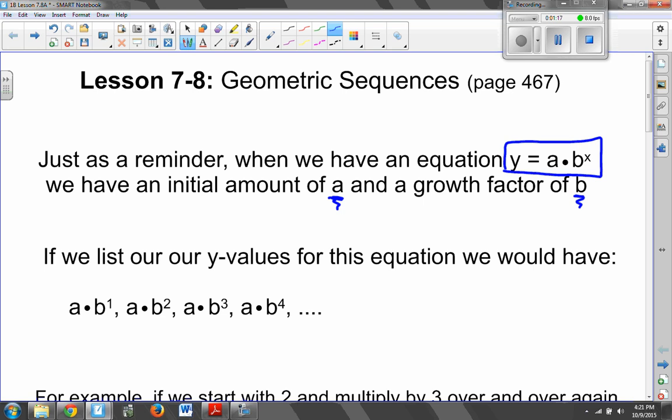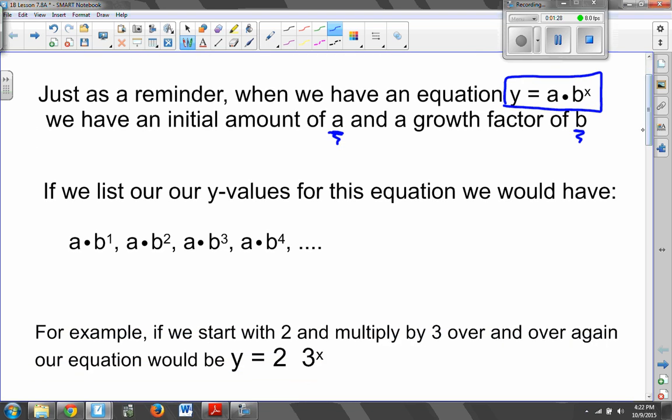Now, if we put in x values into this equation repeatedly, say 1, 2, 3, 4, and so on, the list of our y values that should come out would be this, right here. A times b to the first power would be a y value if x equals 1. A times b to the second power would be our y value if x equals 2. A times b to the third power if x equals 3. A times b to the fourth power if x equals 4, and so on. So all of these things are y values.